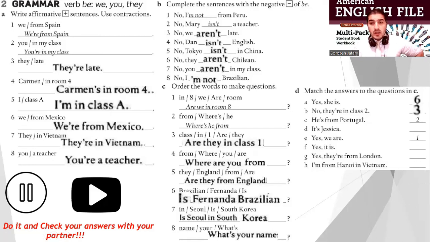Are they in class 1? No, they're in class 2. He's from Portugal. Okay, 2. Where is he from? Already answered. Now, it's Jessica. Which one? 8. What's your name? It's Jessica. Okay, E. Yes, we are. Number 1. Are we in room 8? Yes, we are. It's already answered. And F. Okay. Yes, it is. Number 7. Okay, good. It means, is Seoul in South Korea?